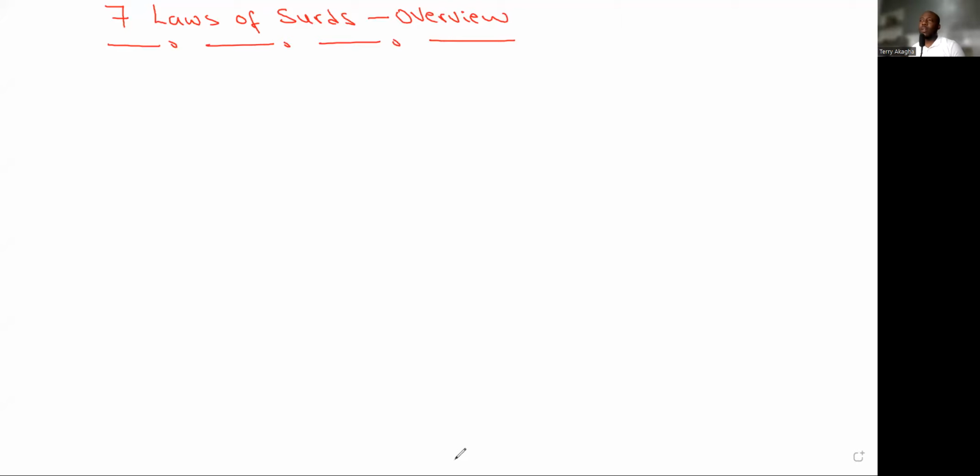Now, the next thing we're going to talk about, we just jump straight into it: the 7 laws of surds. The first one is what we call the product rule. So basically, from the product is how do you multiply surds, all right? Now, the first thing is that when square root of A multiplied by square root of B is going to give you what? Square root of AB. So basically, when you have two surds multiplying each other, you just multiply the surd values.